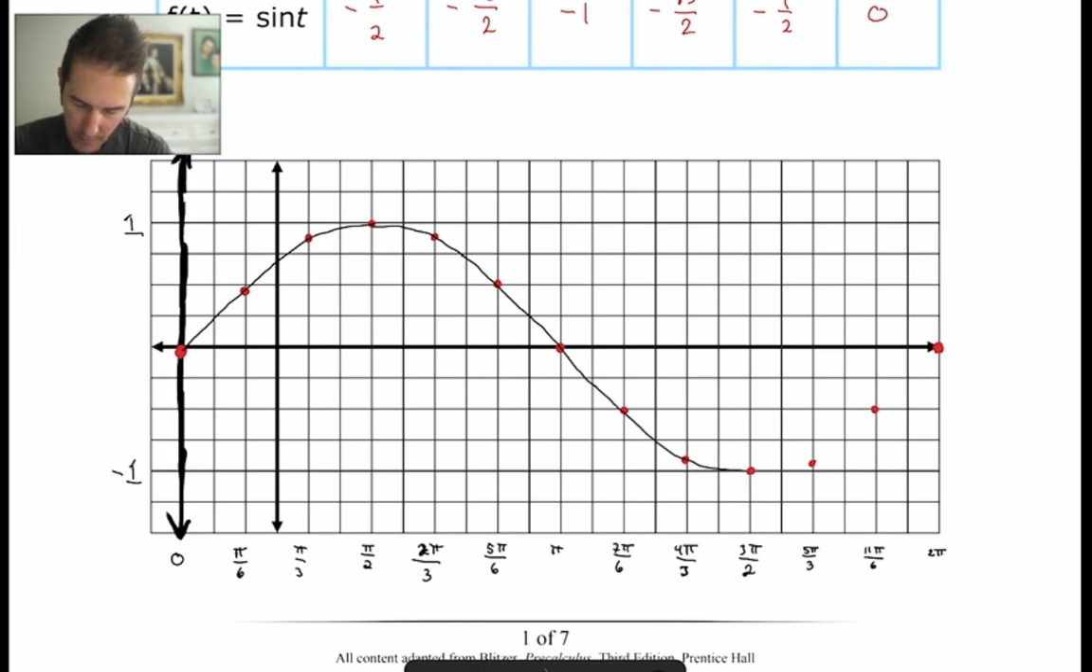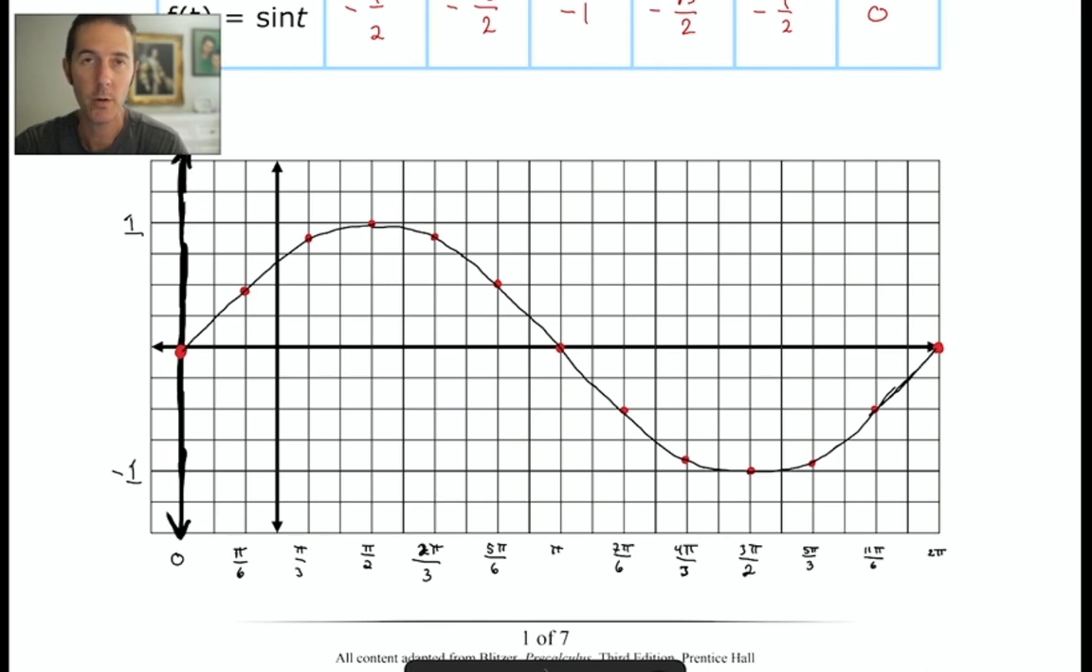And to get the bottom of that valley right there to look pretty nice, you have to come in at that bottom point almost from the side. Otherwise, your graph ends up looking like there's a sharp V down there. We don't want that. All right, there you go. That is a good looking sine graph.